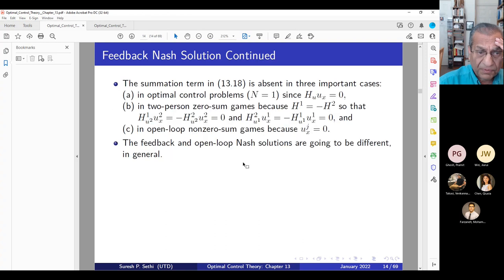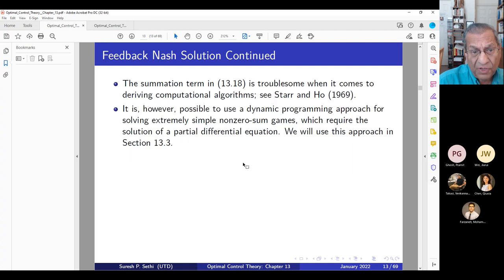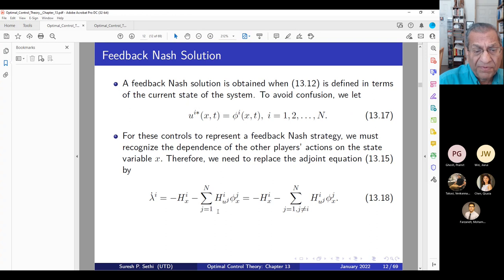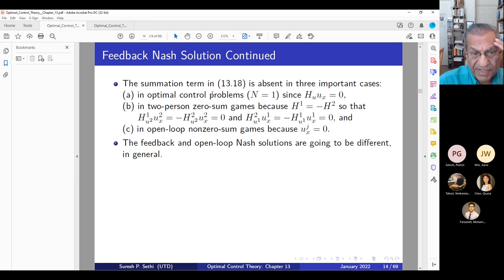So these are also non-zero sum games. And you can sort of see that people are looking for problems where this term is zero, because that makes it easier to solve. Well, it is zero in a zero sum game. So I'm giving you some examples. When n equals one, this is true. We already saw this when we proved the sufficiency condition. So we don't need the cross term. In a two-player zero sum game, we also don't need the cross term. You can see the formula here, H1 equal to minus H2, so that this is zero.